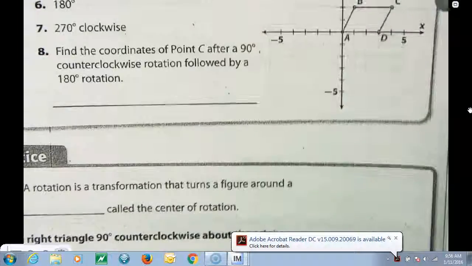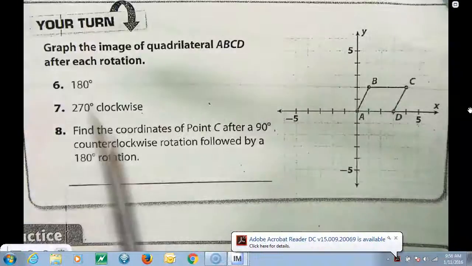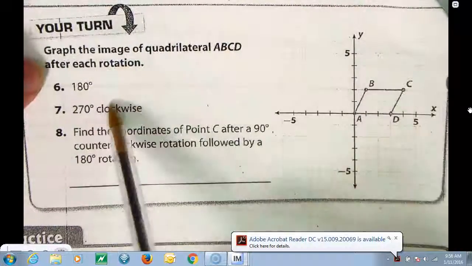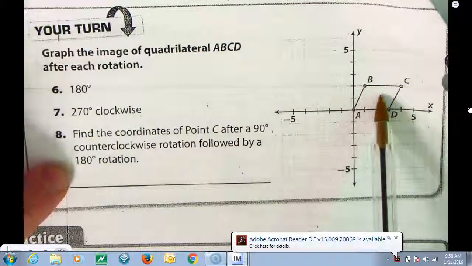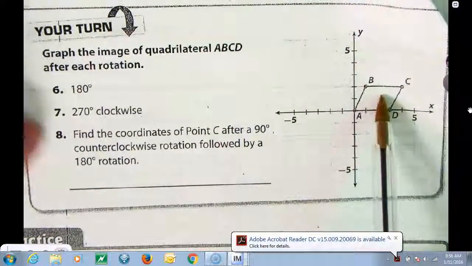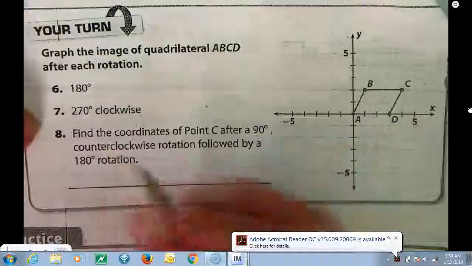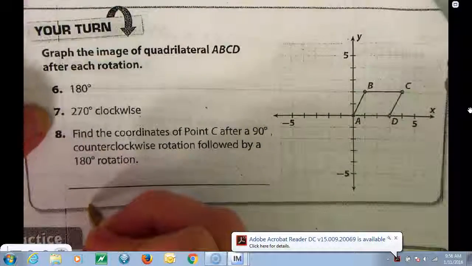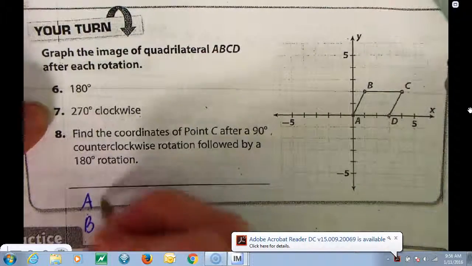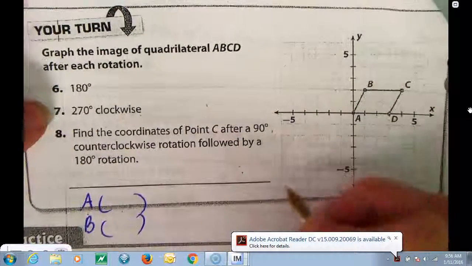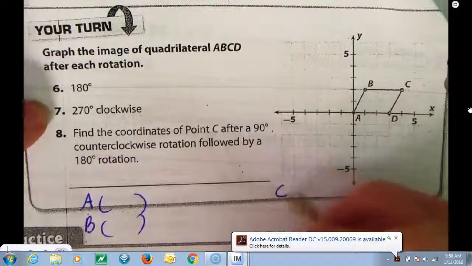Okay, look on 348. It says to graph the image of these three things over here, but it makes it really messy. So we're only going to graph one. We're going to graph AB. The other two, we're just going to do the coordinates. So what I need you to do right now, so we don't have to keep doing them over and over, write AB, then scoot way over here and put CD.